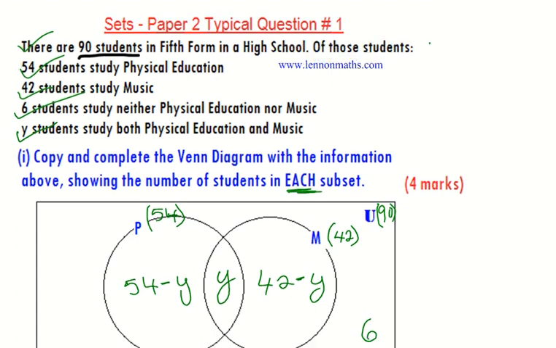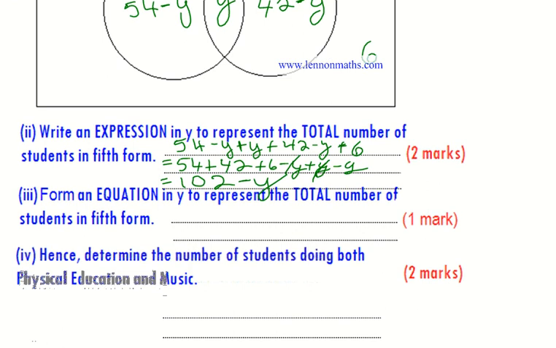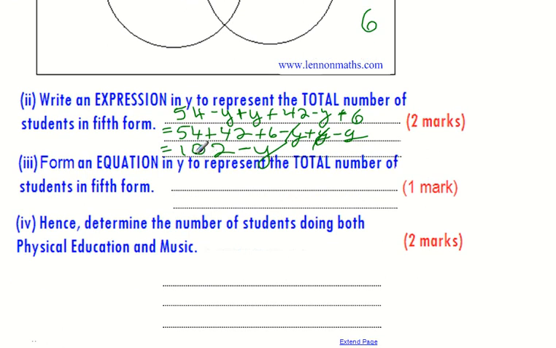And so that's the total amount of students in fifth form. But we know that the expression for the total amount of students in fifth form is 102 minus y. And we know that the numerical value for the amount of students in fifth form is actually equal to 90. So they are both equal, but they both represent the number of students in fifth form. And so right away we have an equation. We have an expression equal to another expression, in this case a value.